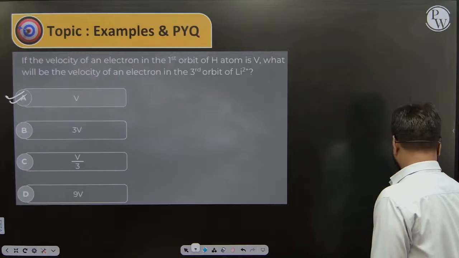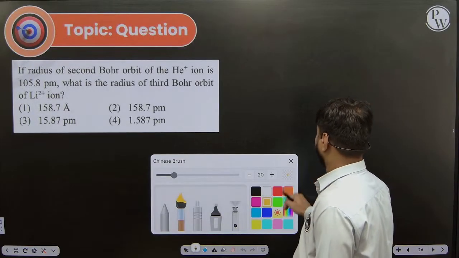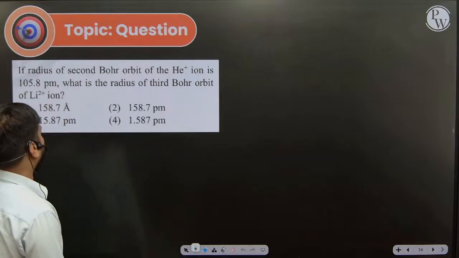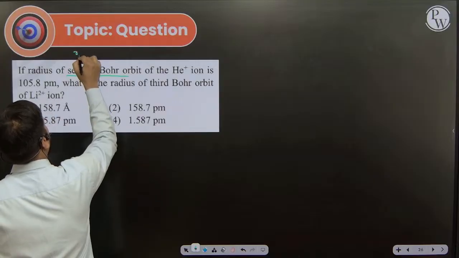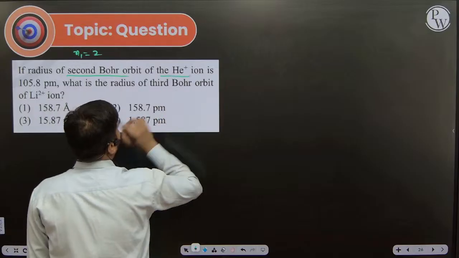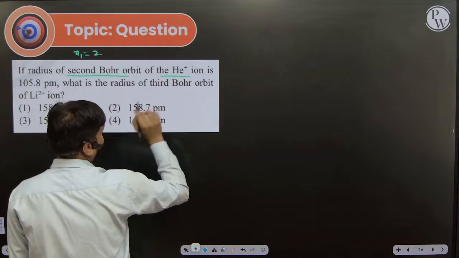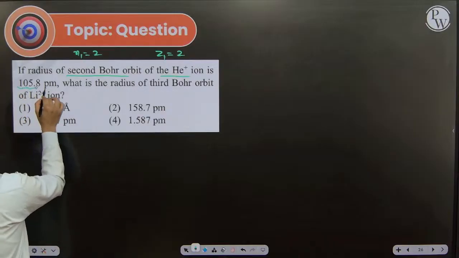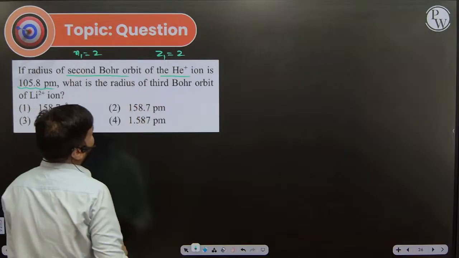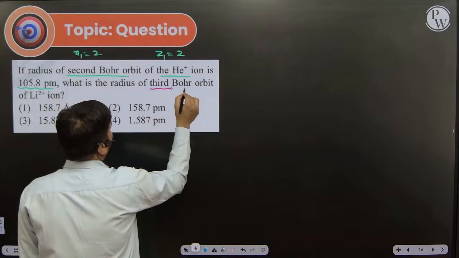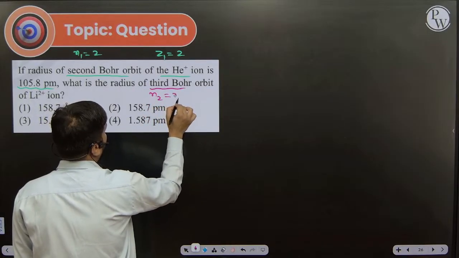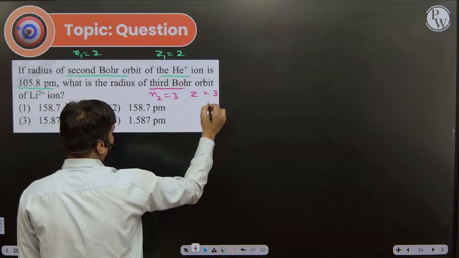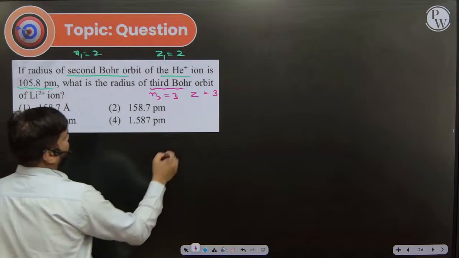Now let's come to our next question. This question is saying, if the radius of the second Bohr orbit of helium plus, for which the atomic number is 2, is 105.8 picometers, what is the radius of the third Bohr orbit of lithium plus 2? For lithium plus 2, the atomic number is going to be 3.